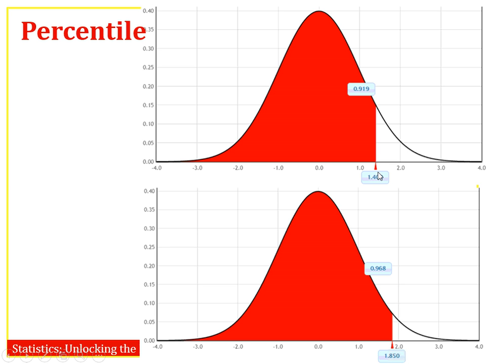Here's your z-score on the bottom. The shaded area, the whole portion underneath your curve, is 1. So what proportion is the red? That's right here. Same idea down here. Here's your z-score. What proportion is the red? That's right here.